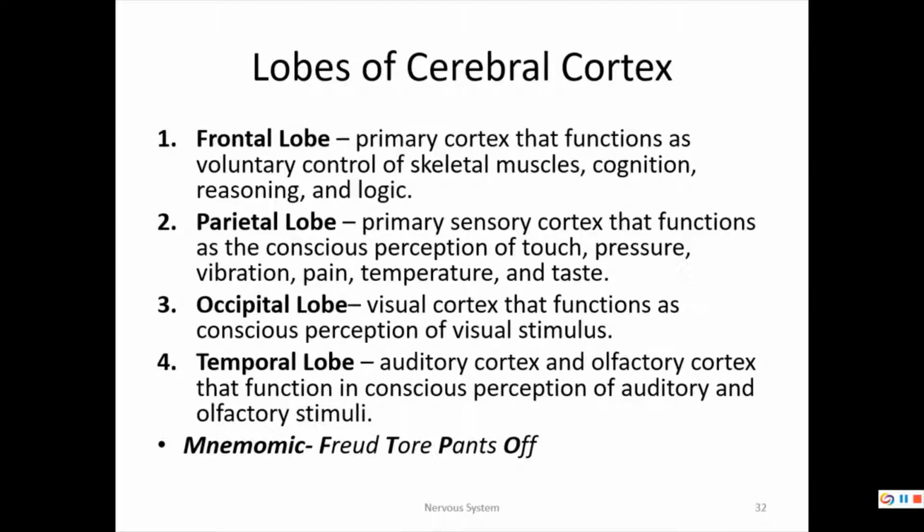Now, occipital lobe. It's at the back of the skull, and this functions in conscious perception of visual stimuli. Temporal lobe is your auditory cortex and olfactory cortex. What does that mean? It means it consciously perceives the senses of hearing, auditory, and olfaction, smell. What's interesting is, if you put magnets on one's temporal lobes, they will hear and smell things that aren't there.